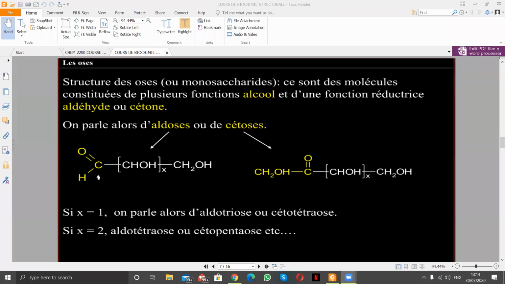Can you just explain that again? Okay. What differentiates an aldose and a ketose? It's the bond. Are we together? It's where the bond is formed. For an aldose, the bond is formed on the first carbon. For a ketose, the bond is formed on the second carbon.